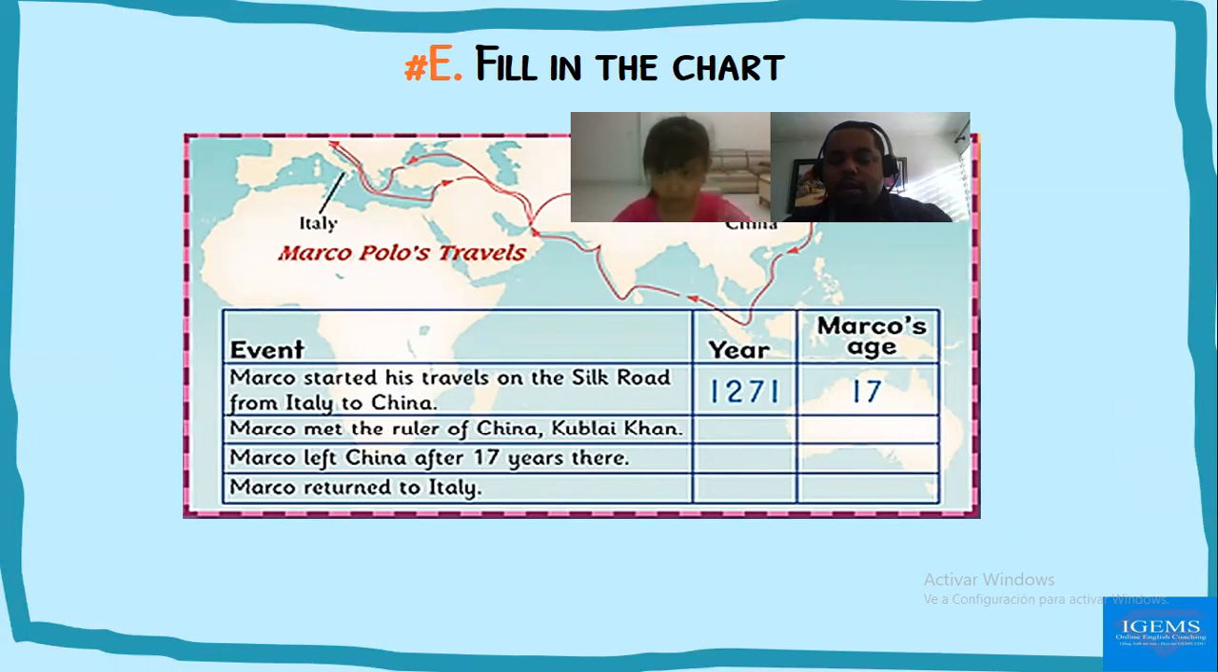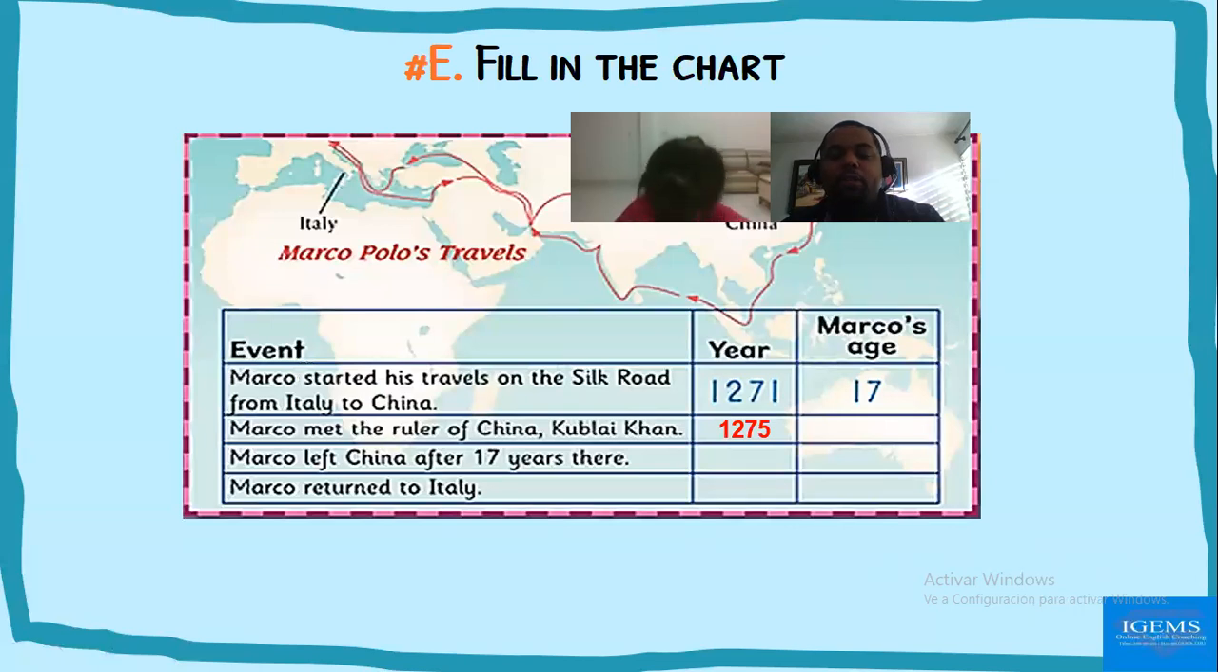Okay, let's see here. Oh, it's going to be 1275. If you have it in your book, you can correct it.